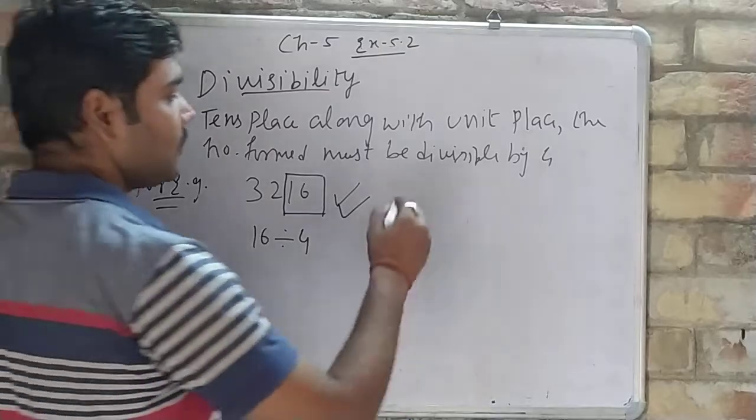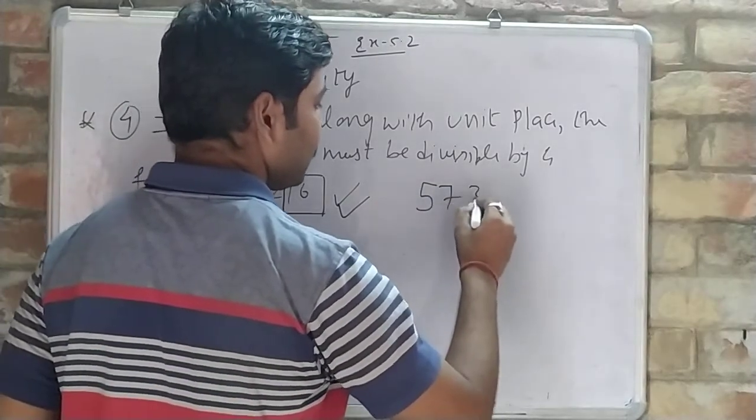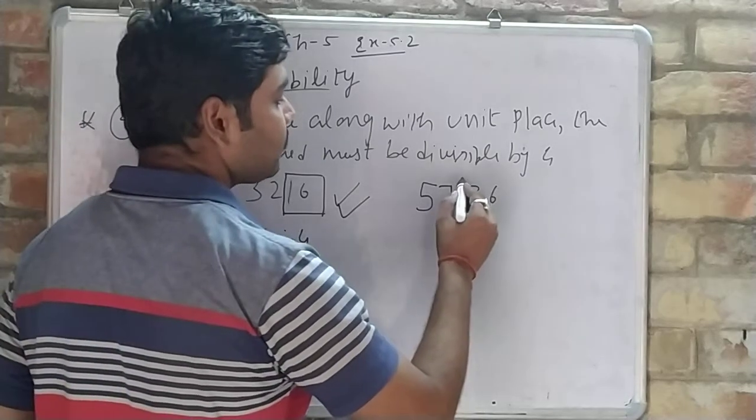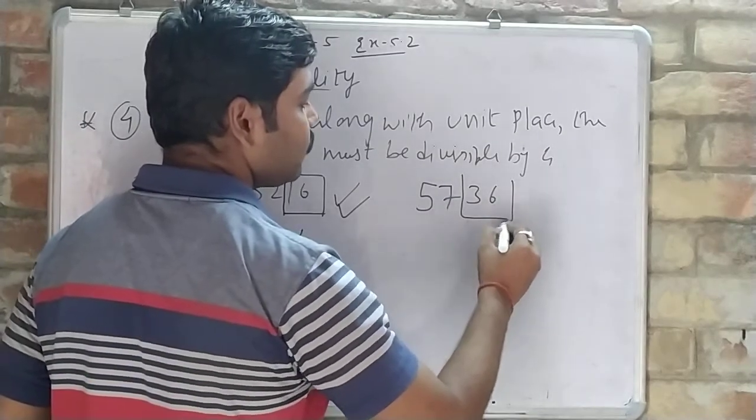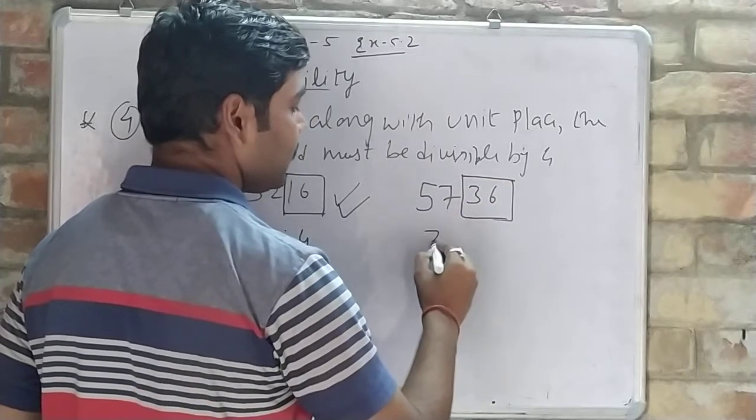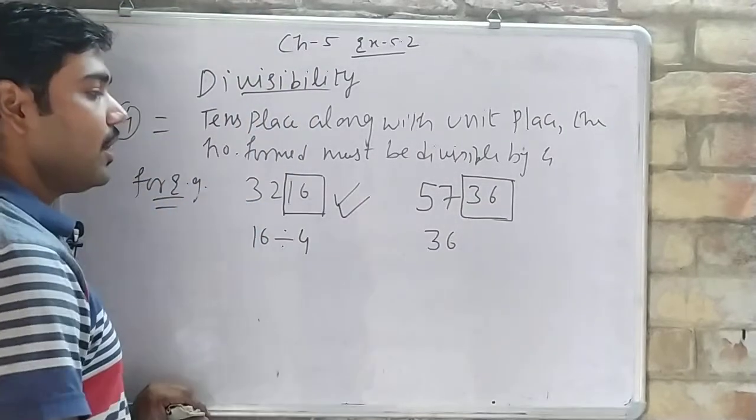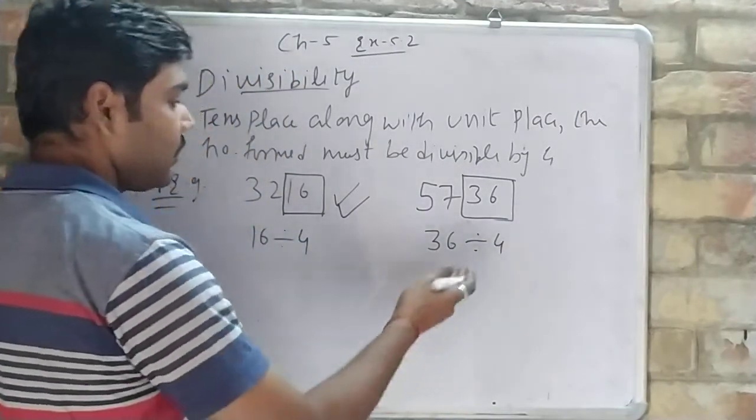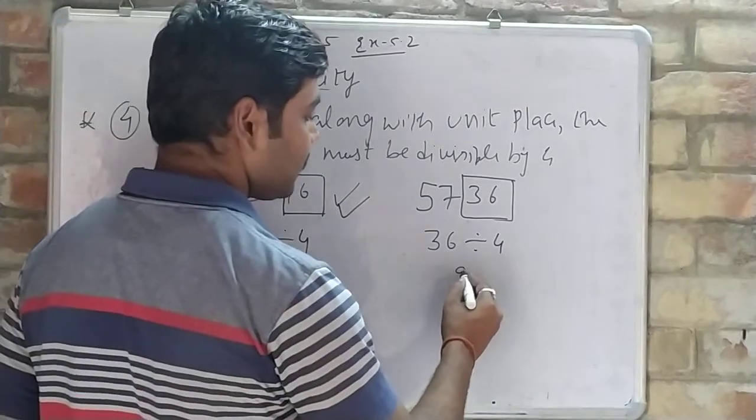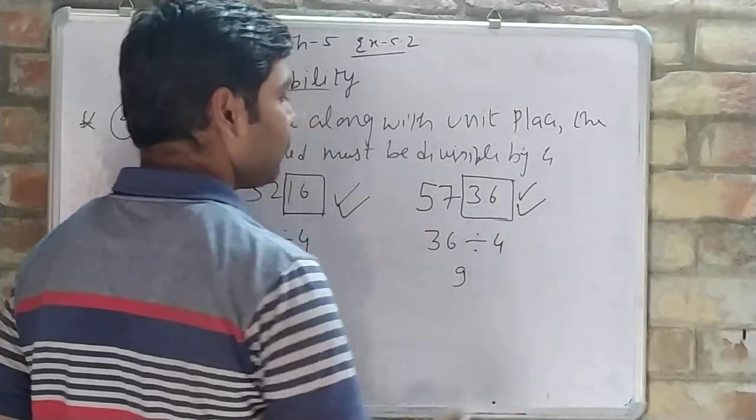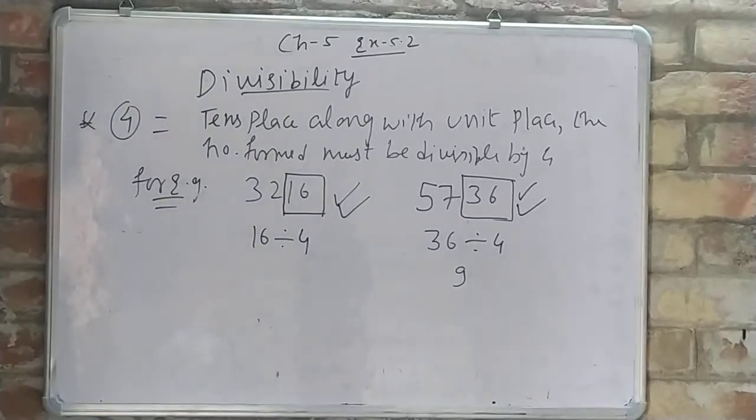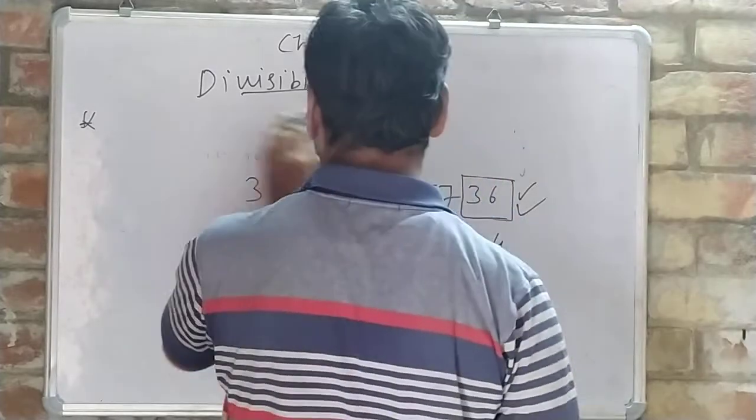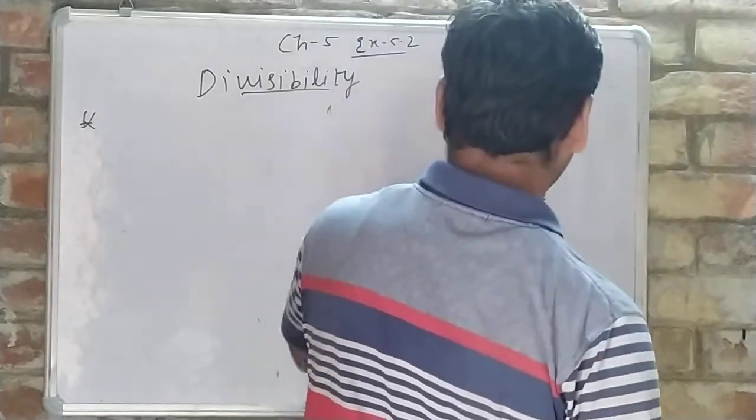Okay, see the other example, 5736. What we are seeing, we will see the tens place digit and the unit place digit, and both together we have 36 in the number, and 36 is divisible by 4. Okay, 36 is divisible by 4, 4 nines are 36. So therefore the number is divisible by 4. So this is the divisibility of 4. Okay, and now see all of you, divisibility of 5.